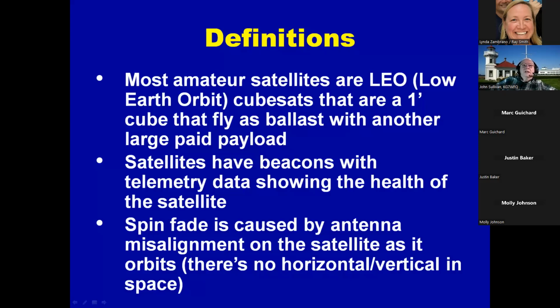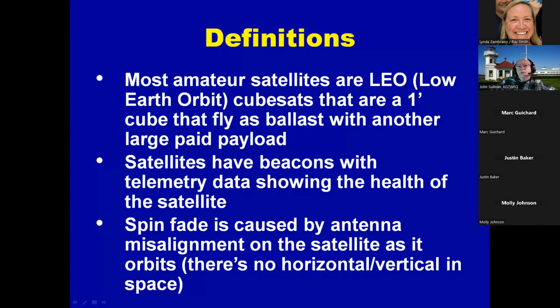Some definitions. Amateur satellites are low Earth orbit, LEOs. Most of them are what they call CubeSats. They're about a 1 foot cube, and they fly as ballast with another large payload. It would be too expensive to send your amateur payload up on a space shuttle or something. So basically, they get to ride along with real payloads. Satellites have beacons with telemetry data that shows the health of the satellite, so it tells what it's doing.